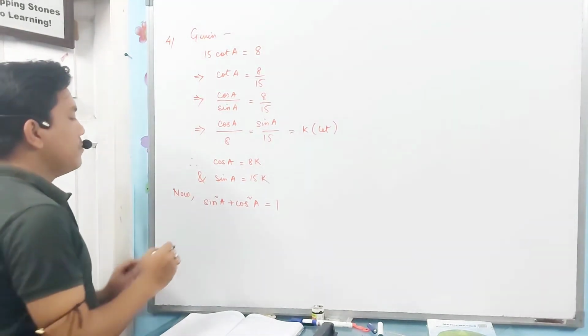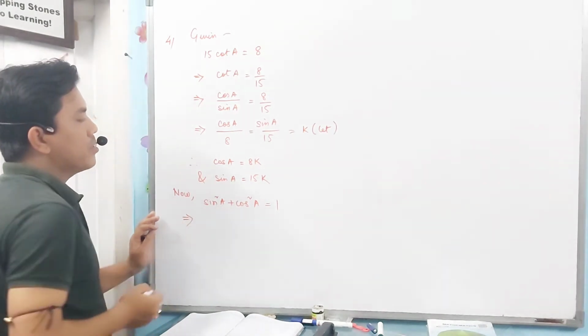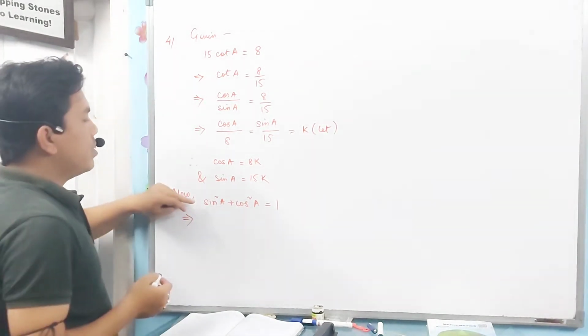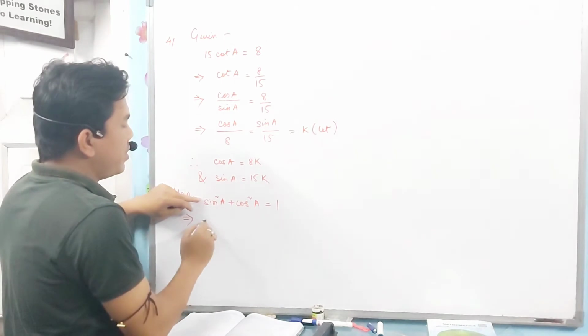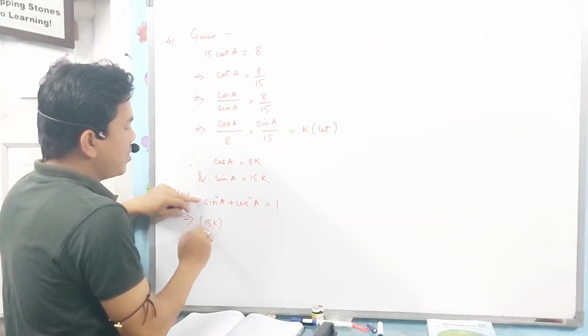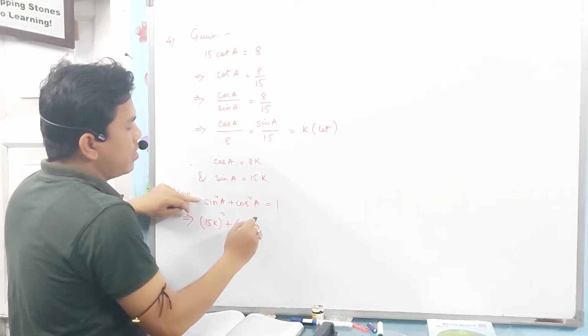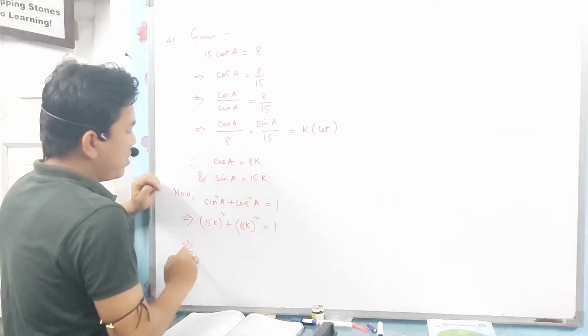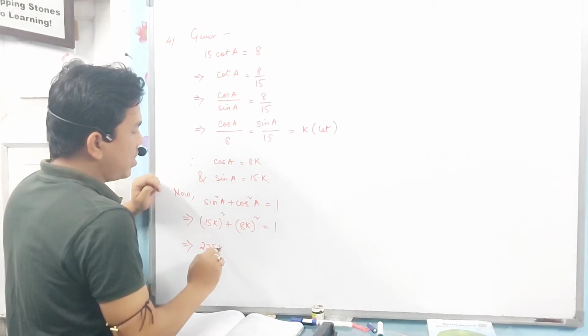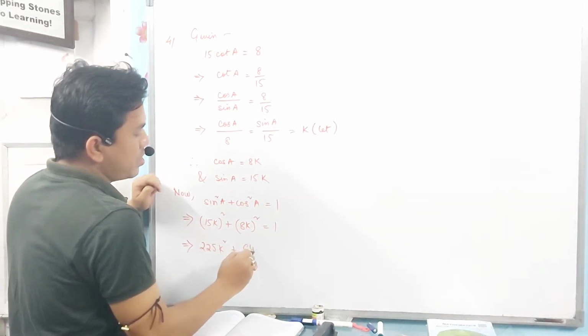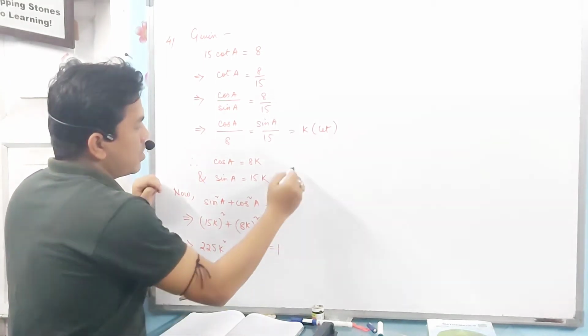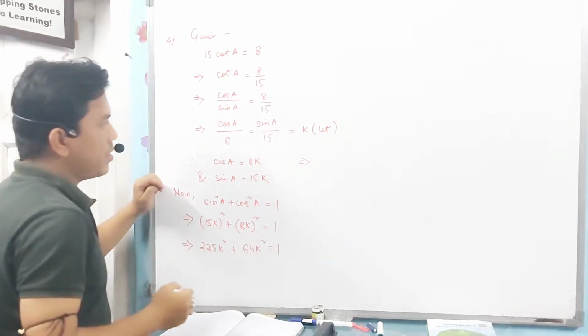Now, since we know sin square plus cos square is equal to 1, we'll put the value of sin A. What is sin A? 15K. 15K square plus cos A is what? 8K. 8K whole square is equal to 1. 15K square is what? 225K square. 8K square is what? 64K square equal to 1. Now, what will you get?